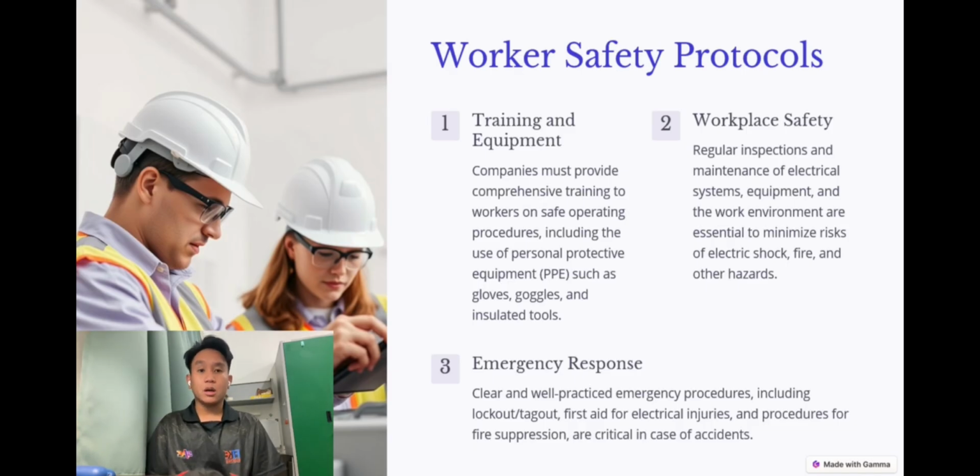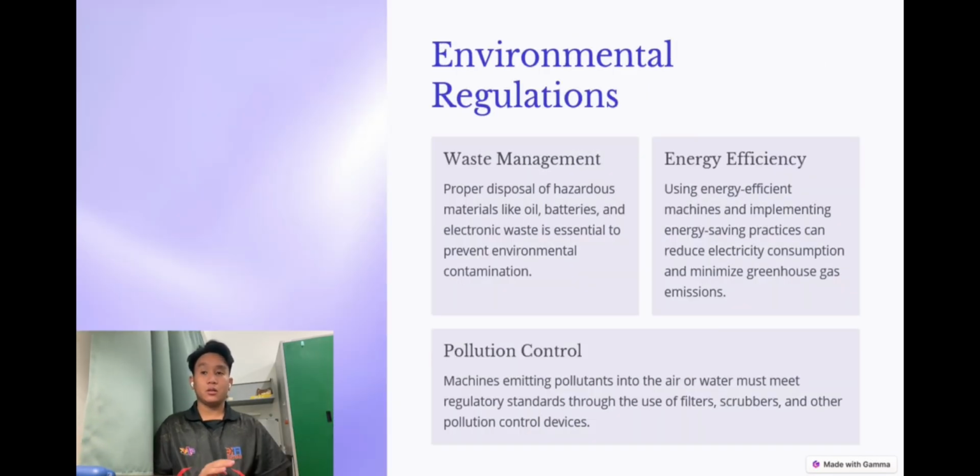Number two is workplace safety. Regular inspection and maintenance of electrical system equipment and the work environment are essential to minimize the risk of electrical shock, fire, and other hazards. Number three is emergency response. Clear and well-practiced emergency procedures, including lockout, tagout, first aid for electrical injuries, and procedures for fire suppression, are critical in case of accident.